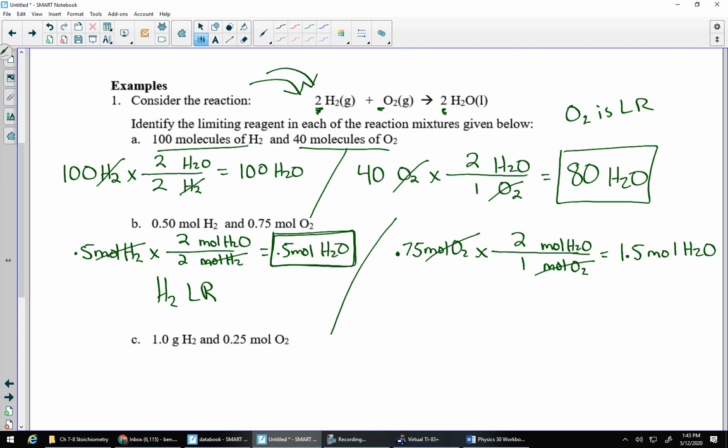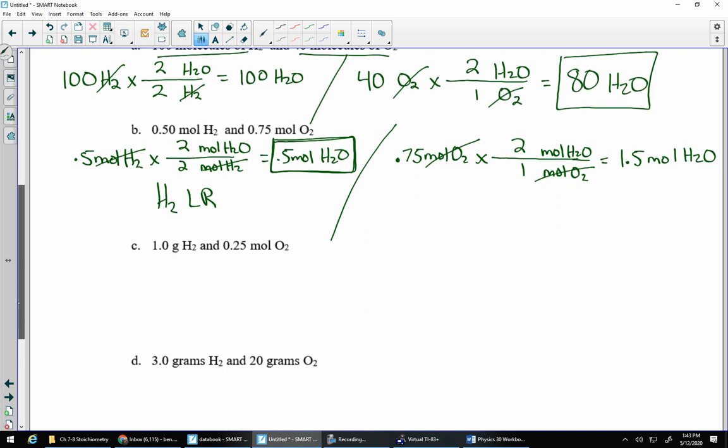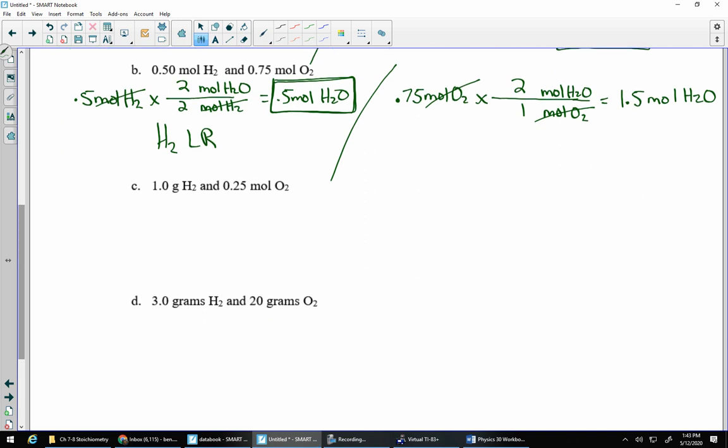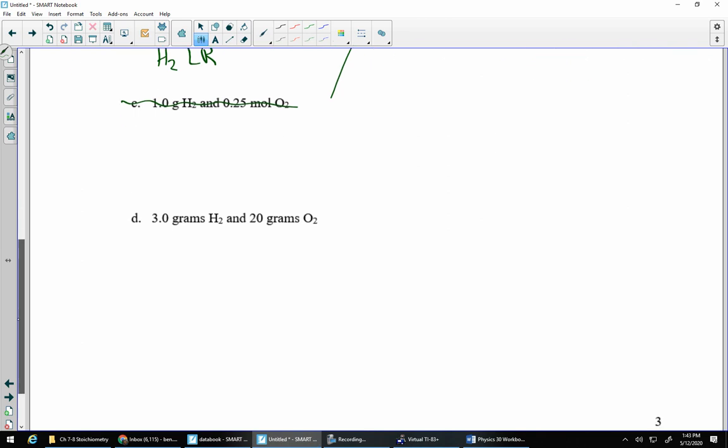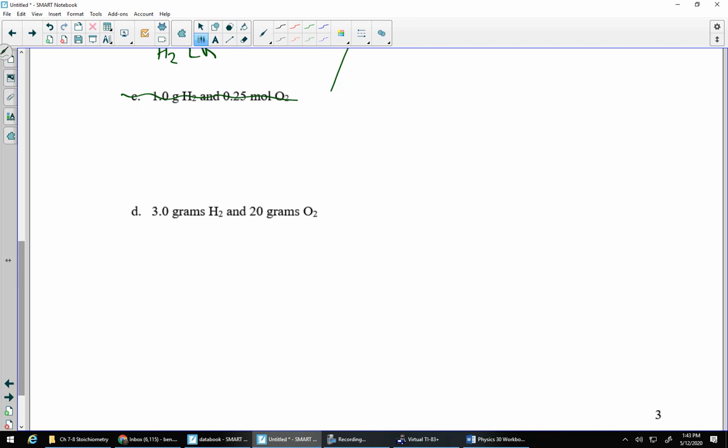So the limiting reagent makes less product, and it's just like we're seeing here, it's 2 separate stoichiometric calculations. Okay, where it starts to get a little bit tricky, let's skip over C and go straight to D. So we got 3 grams of hydrogen and 20 grams of oxygen.